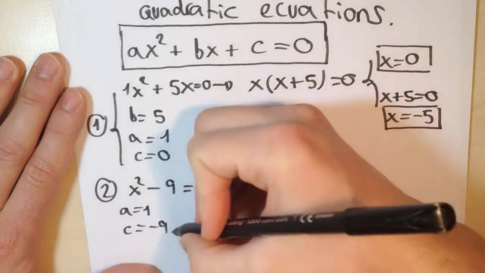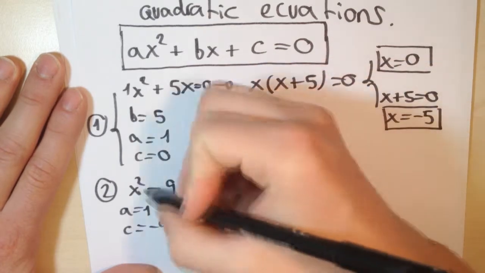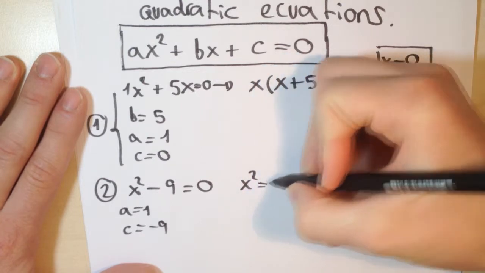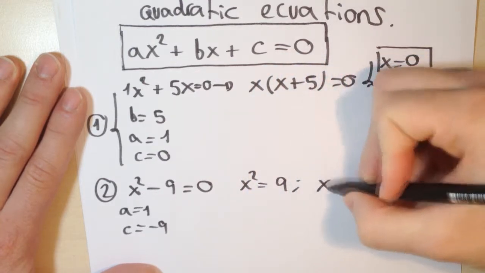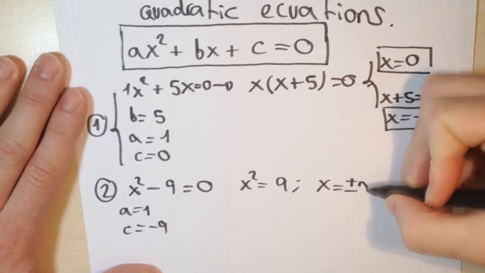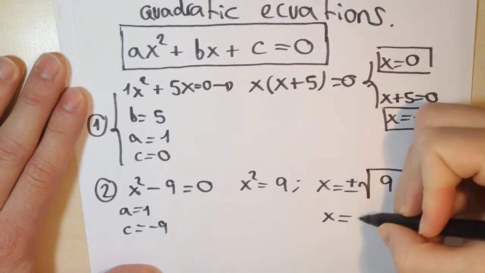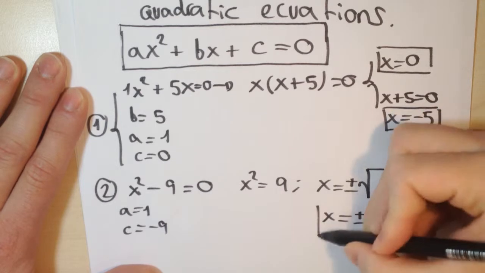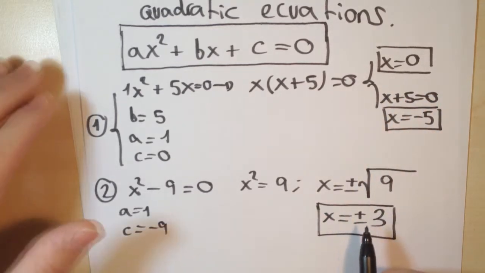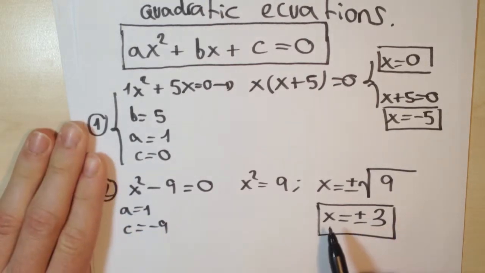How do we solve this? We just put the 9 on the other side of the equal, so x squared equals 9, then x equals plus or minus square root of 9, so x equals plus or minus 3. Because plus 3 squared is 9, and minus 3 squared is also 9. This would be the situation.